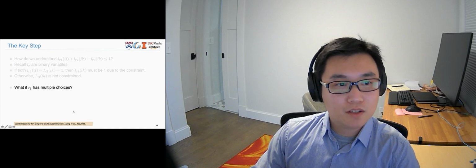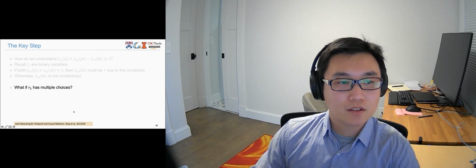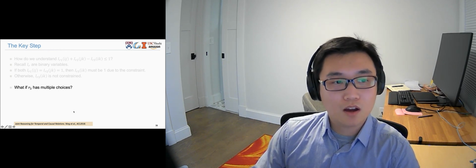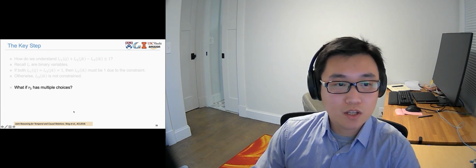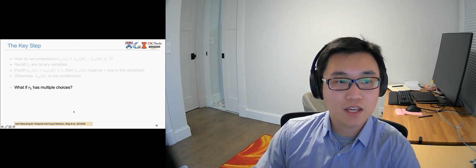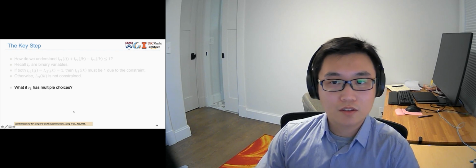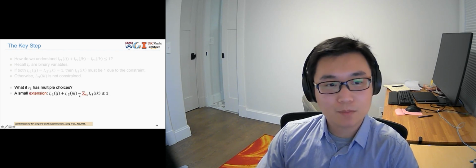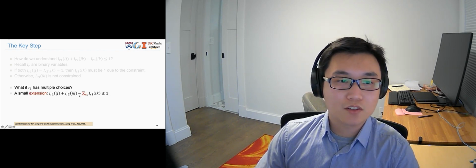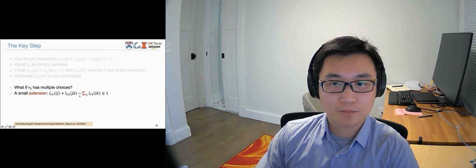So you may see from the previous table that we have a problem. What if R3, instead of having a unique choice, has multiple choices? Then a small extension is actually very easy. We just change the previous expression by having this summation of scores.